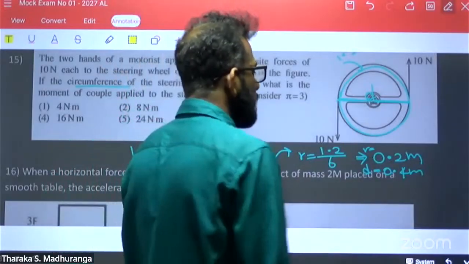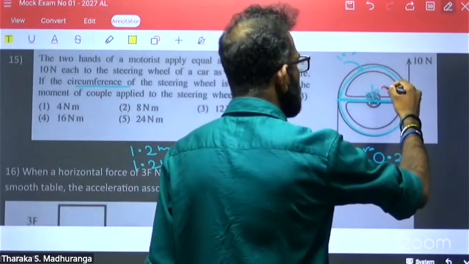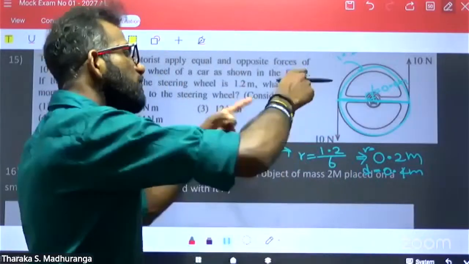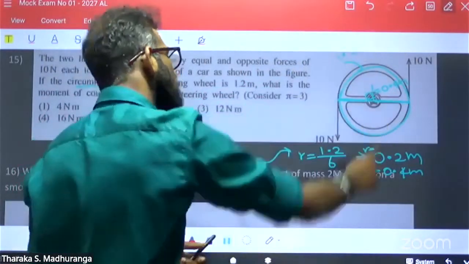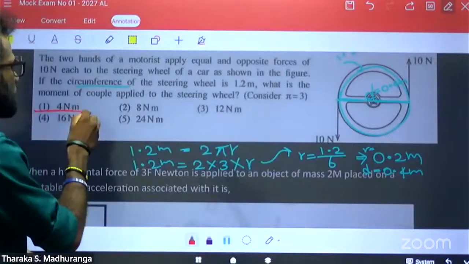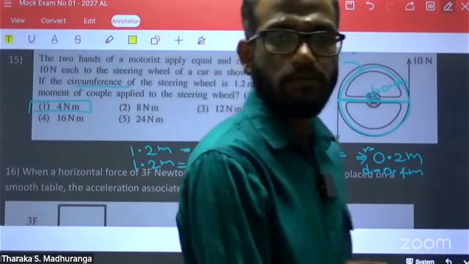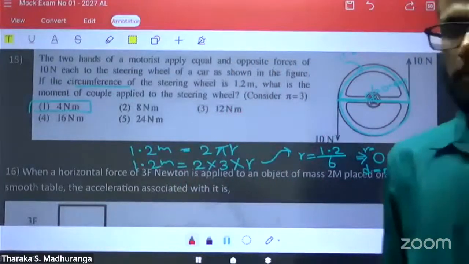Then D equals 0.4 meter. Then the moment of the couple equals 10 into 0.4, which is 4. Answer number 1.